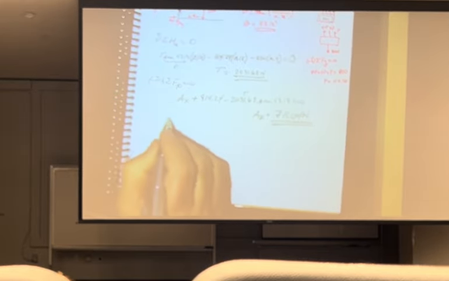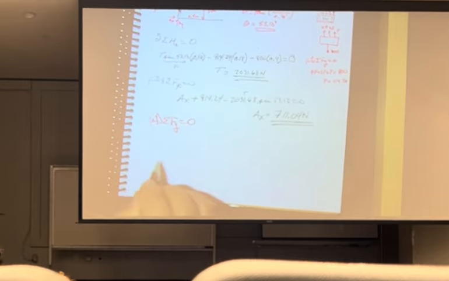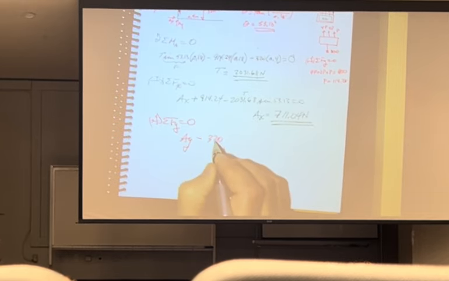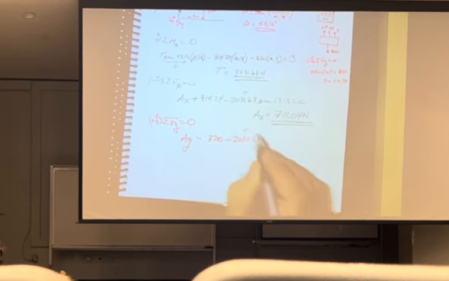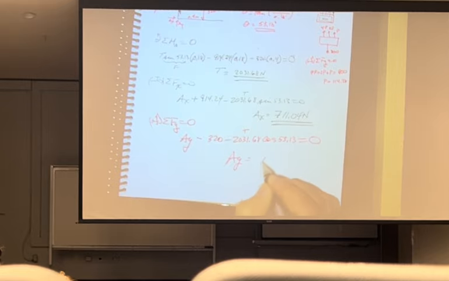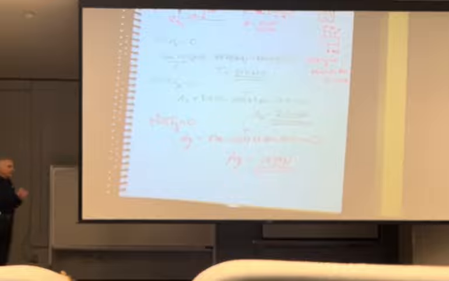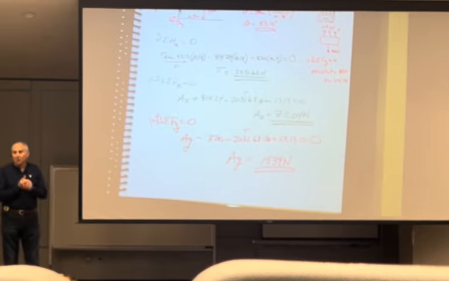Then I come in and say, let's do a sum of forces in the y equals 0, positive upward. That says AY minus 320 minus 2031.68, that's T, cosine 53.13 equals 0. AY comes out to 1539 newtons. Voila. Gotta love it. Questions?